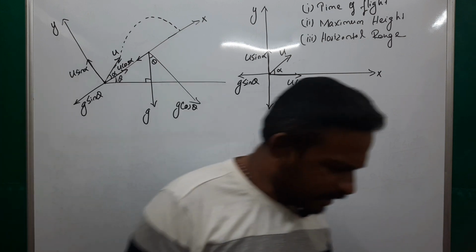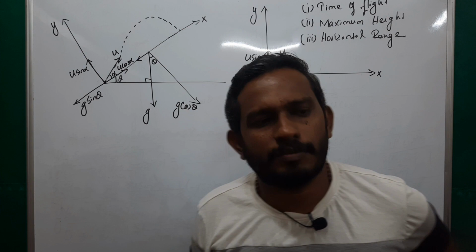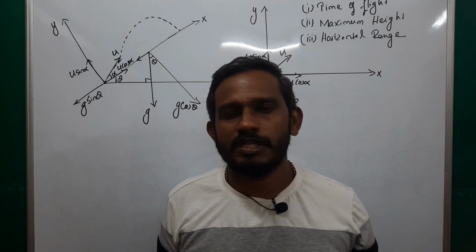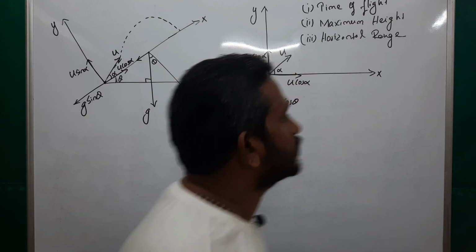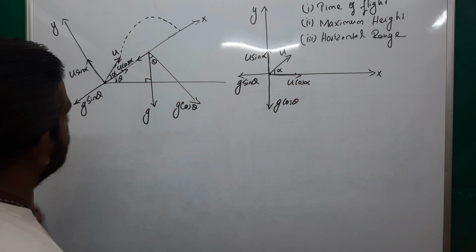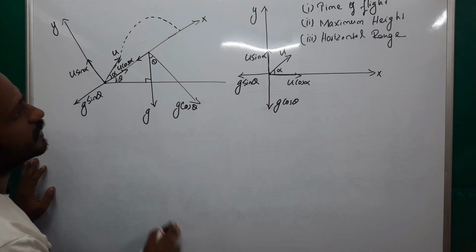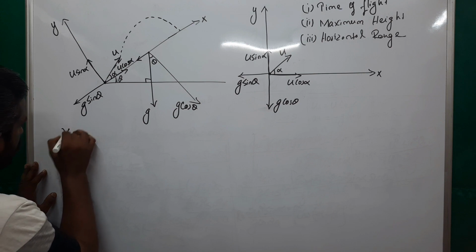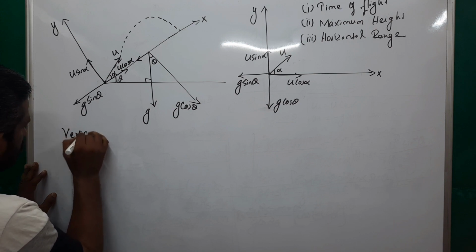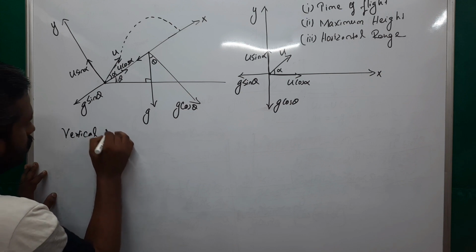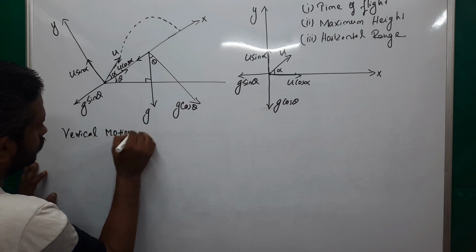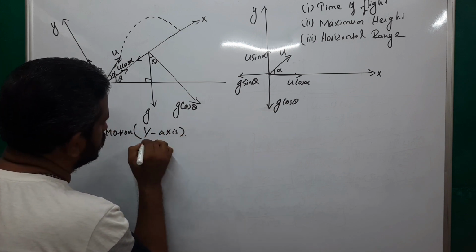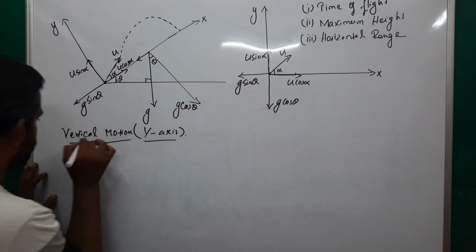As we already learned, projectile motion is the combined effect of two types of motion, horizontal motion as well as vertical motion. I am considering only the vertical motion, that is the motion along the y-axis.